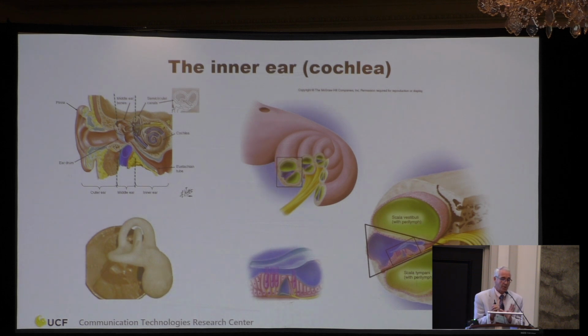Now that little structure in the triangle is the scala media. At the bottom of it is the basilar membrane. And in a little box there is the organ of Corti. And the organ of Corti has our sensory cells for hearing inside it.